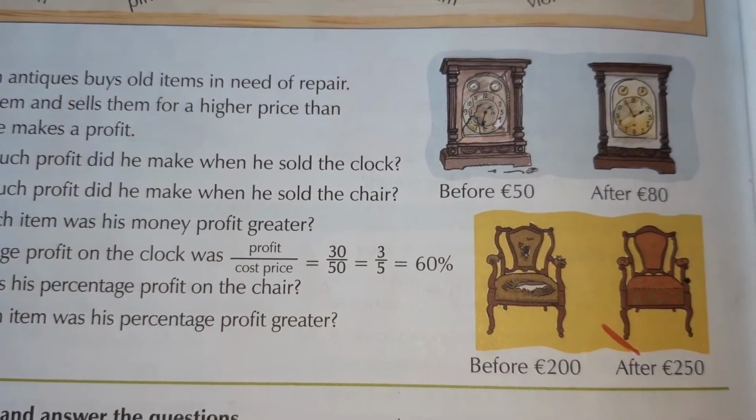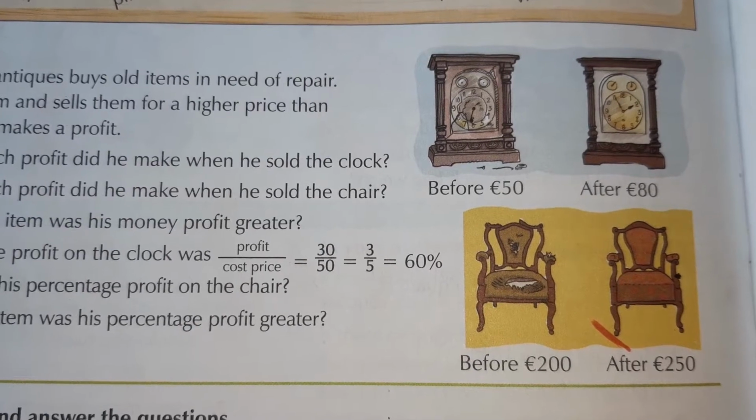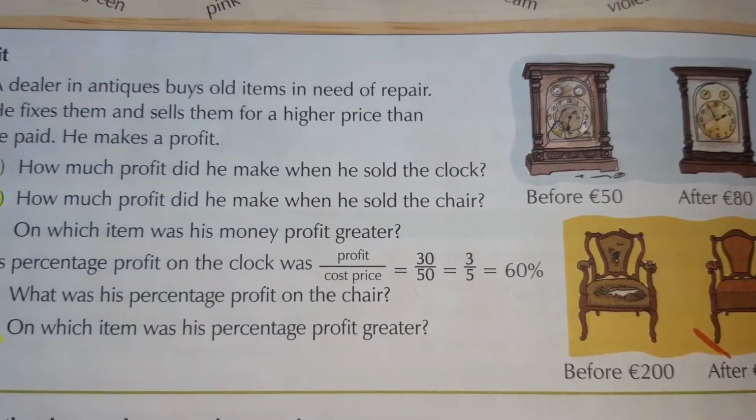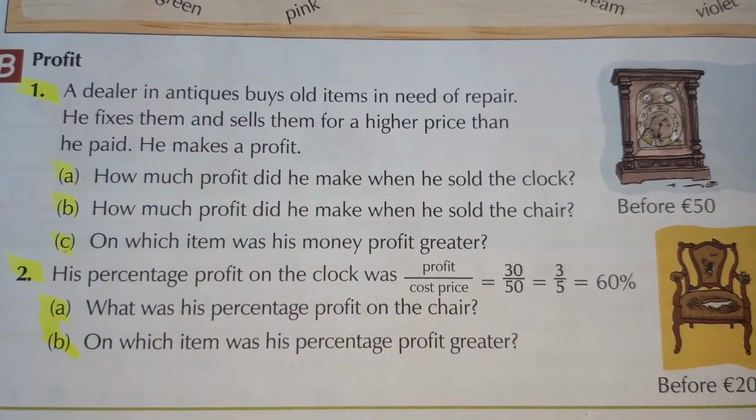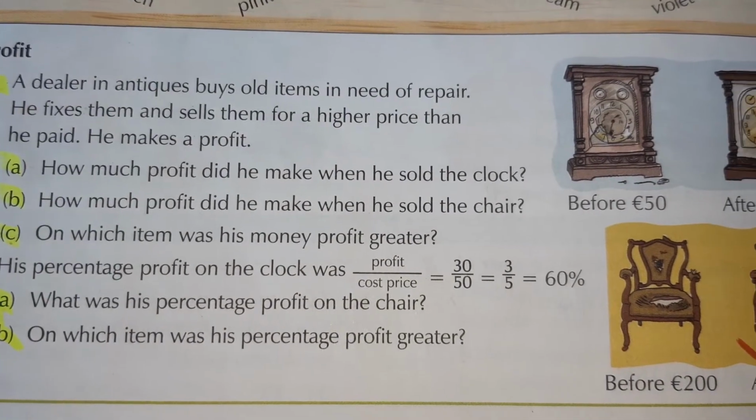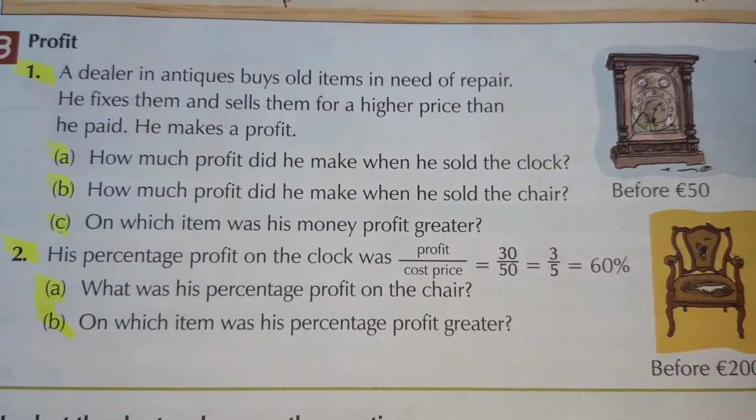That's easy enough. How much profit did he make when he sold the chair? So beforehand, the chair was 200. After, he sold it for 250. So he made €50 on the chair. On what item was his money profit greater? So it was on the chair because he made €50 on that.